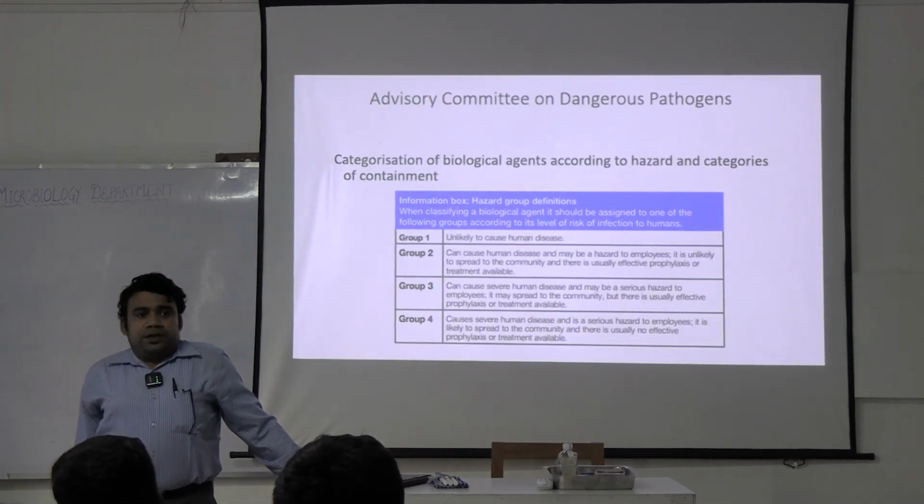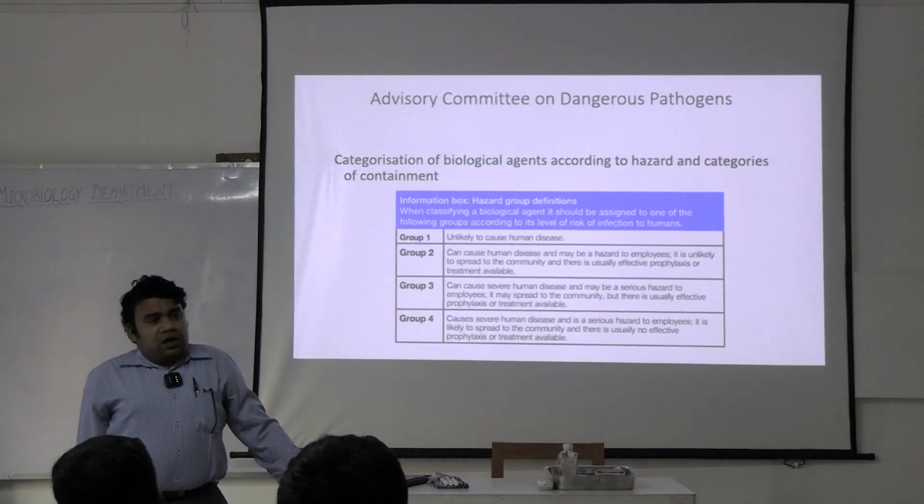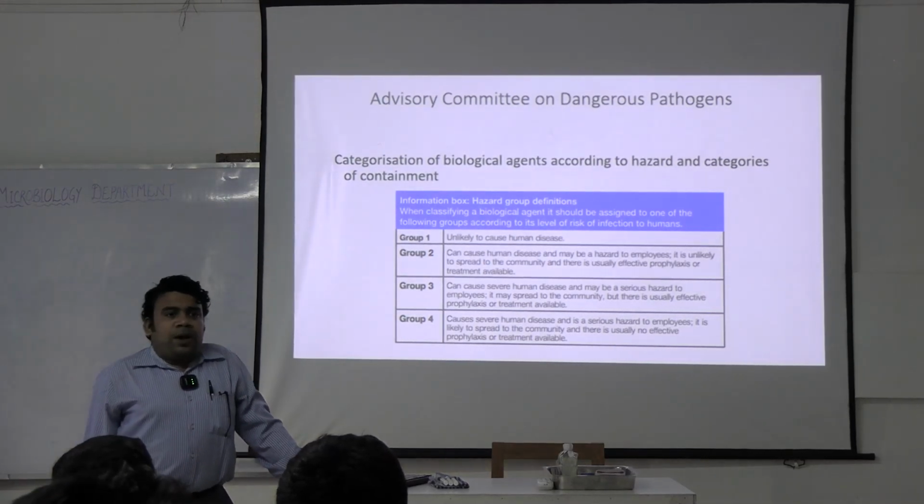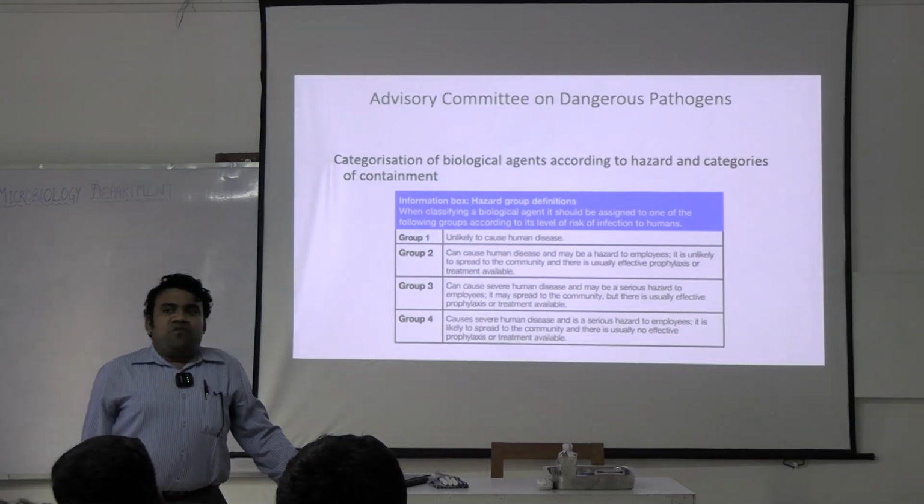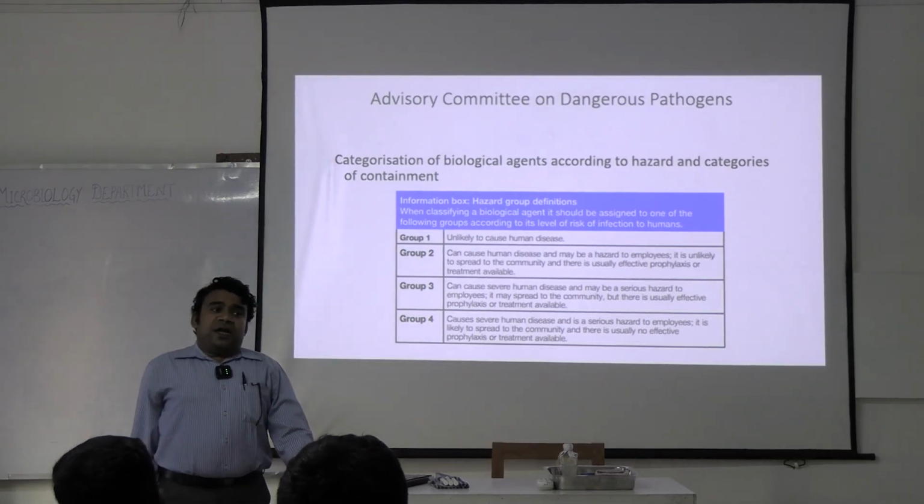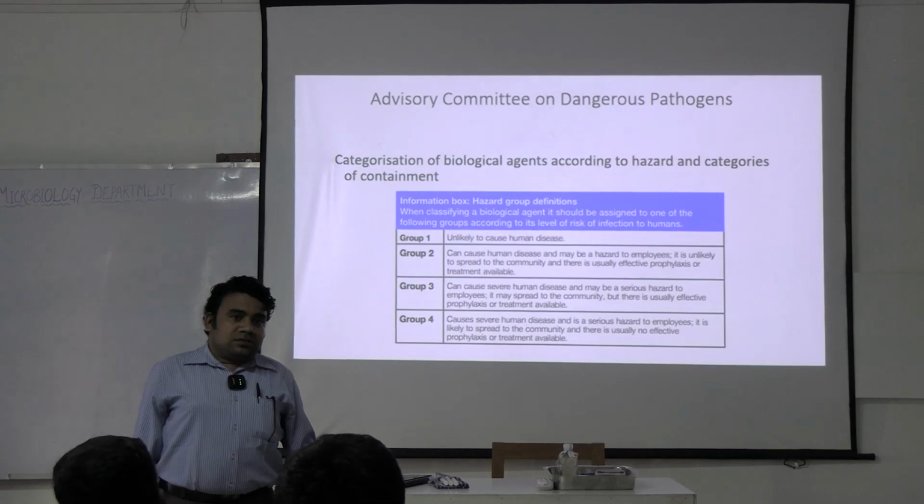Furthermore, there is a committee, the Advisory Committee on Dangerous Pathogens. What they have done is they have classified all the known biological agents which can cause human disease into 4 categories. What are those categories based on? Based on how dangerous each and every organism is.